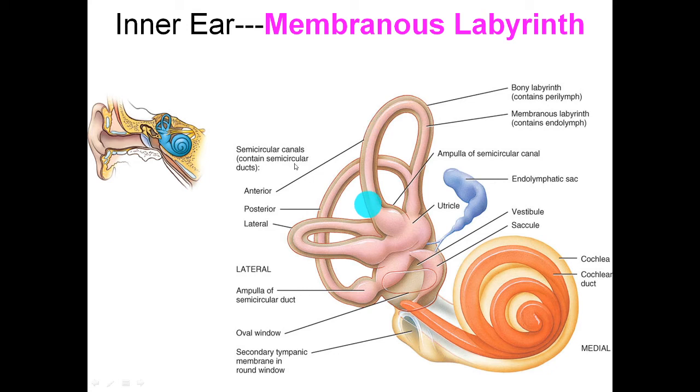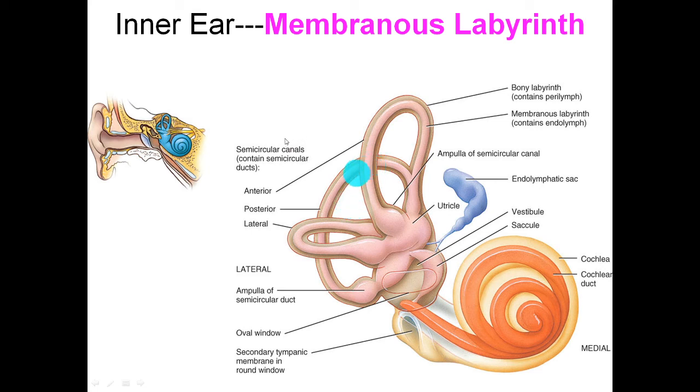Now, if you look, you've got three semicircular canals. You've got one that goes in one plane, one that goes in a second plane, and then one that goes in a third plane. So it's kind of like an XYZ coordinate system. As you move your head around, the fluid is going to slosh around these semicircular canals. And these canals contain little stereocilial cells, very similar to what's in the cochlea and the organ of Corti.